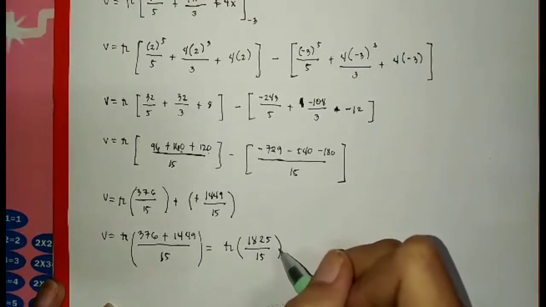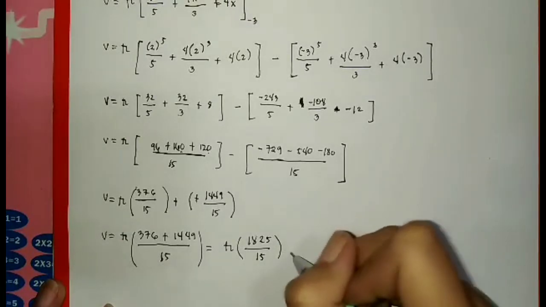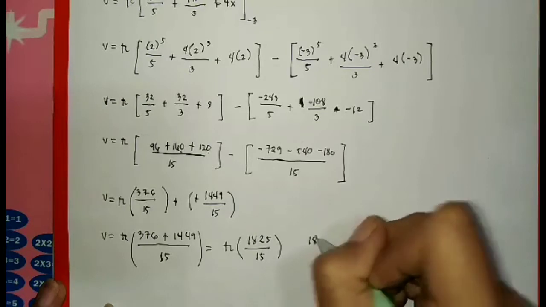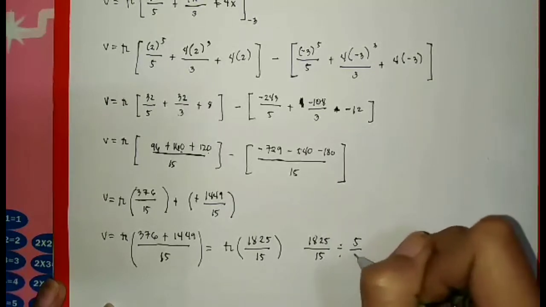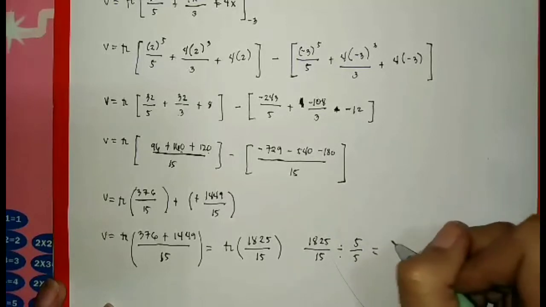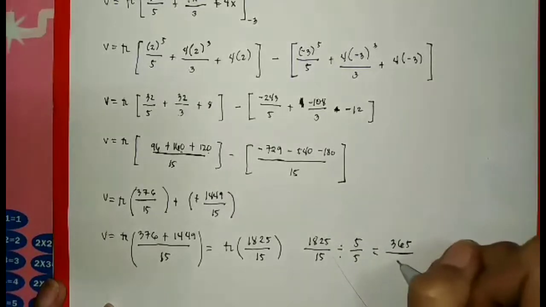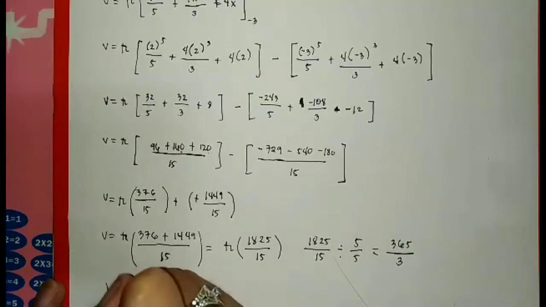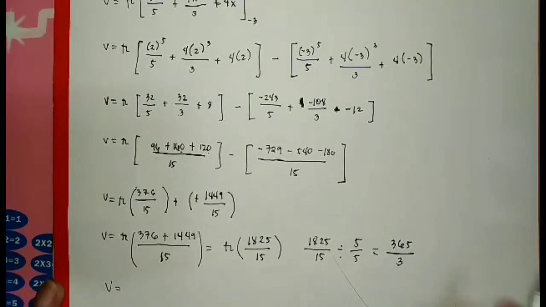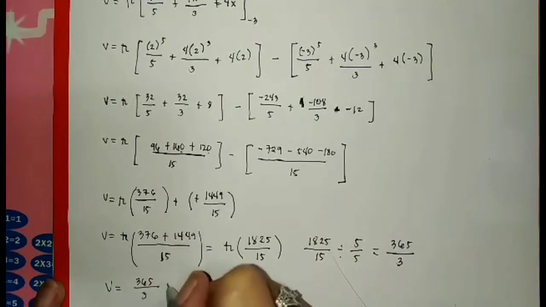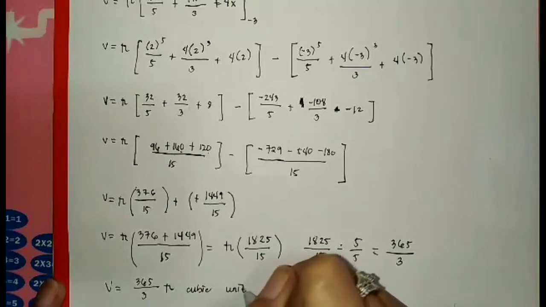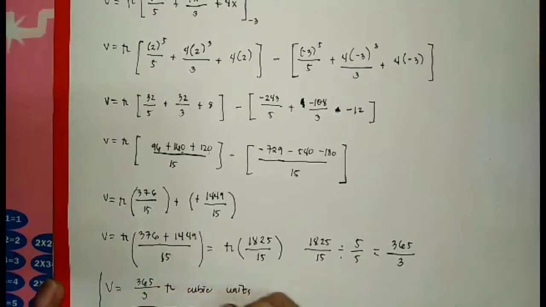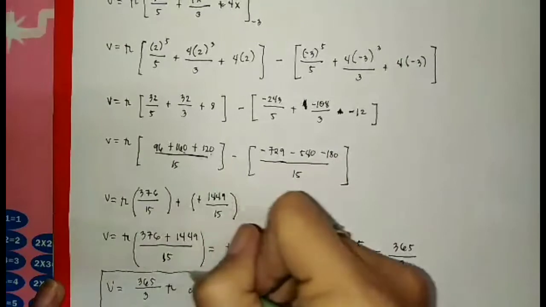Divide both numerator and denominator by 5. 1825 divided by 5 is 365, and 15 divided by 5 is 3. It equals 365 over 3. So our calculated volume is equal to 365 over 3 pi cubic units. So this is now our final answer.